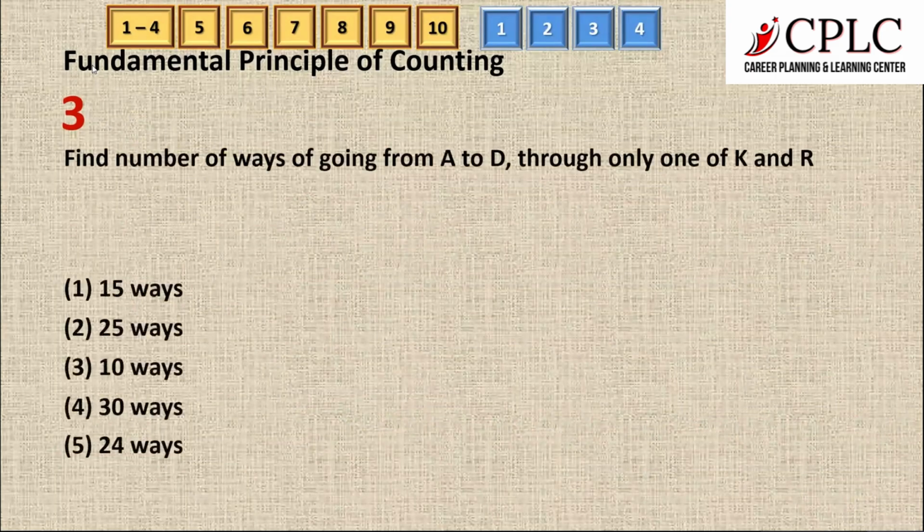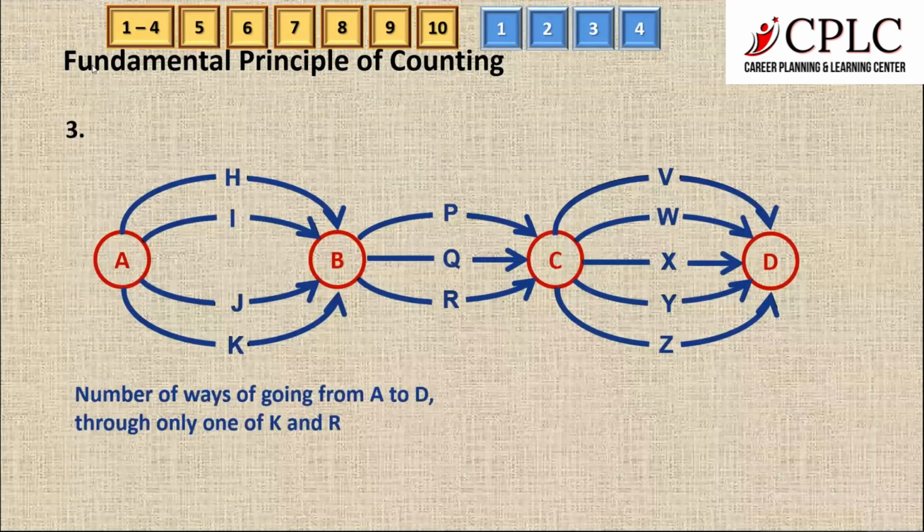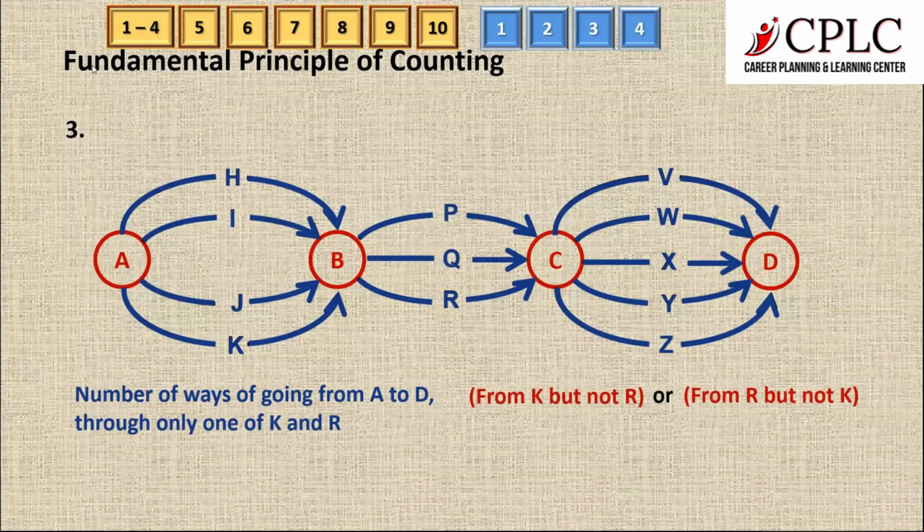Third question says, find number of ways of going from A to D through only one of K and R. Through only one of K and R means we just have to use only one route out of K and R. So there would be two possibilities: from K but not R, and from R but not K, by applying the same logic. So from K, that means we are using one route to go from A to B, but not R, that means we are using two routes to go from B to C, and C to D, there are five. So 1 into 2 into 5, that's 10.